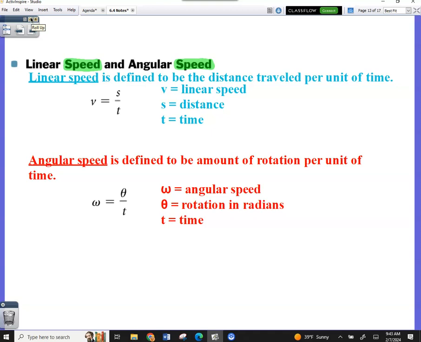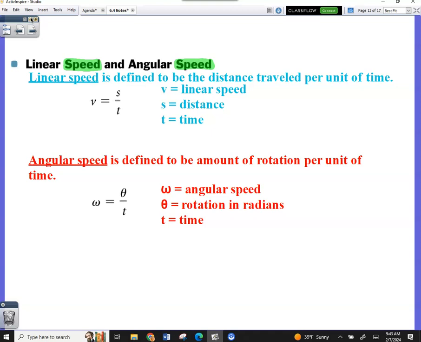Linear speed, and the name of it, by the way, literally tells you what type of speed it is. Linear speed is the distance traveled per unit of time, okay? And we're talking about in a linear motion. So like a motorcycle, a boat, something floating down the river. I mean, I'm just thinking like it just keeps moving in a horizontal manner.